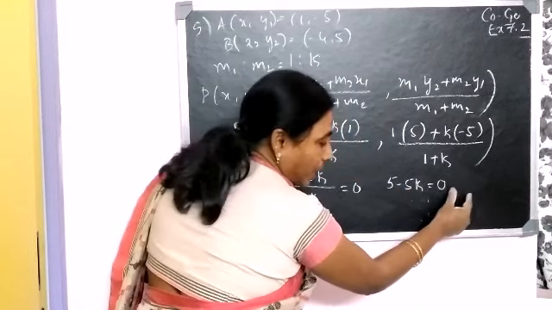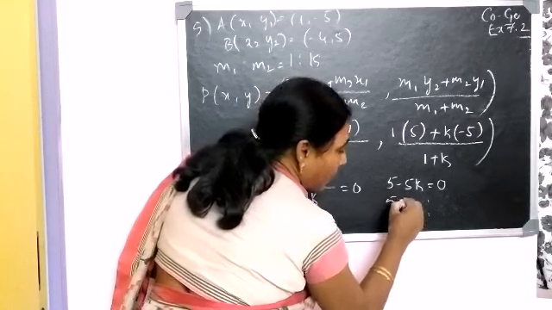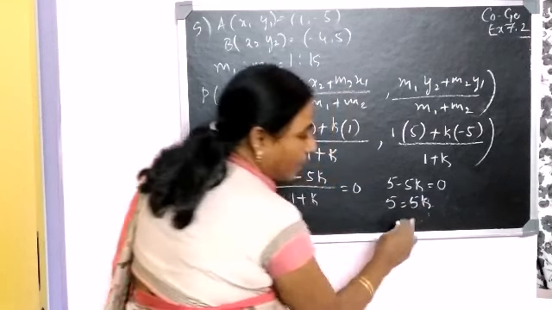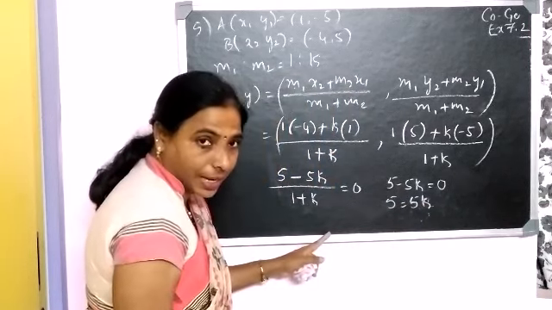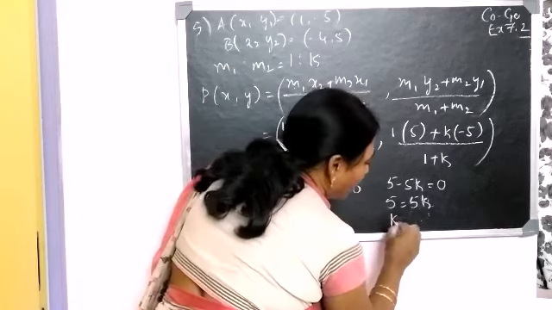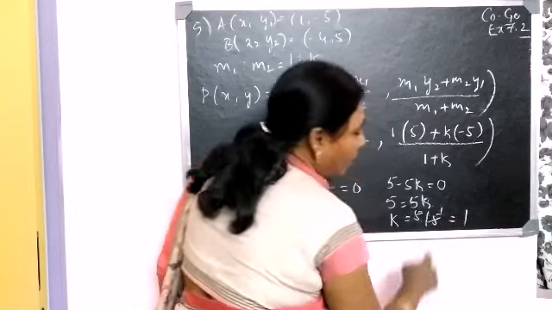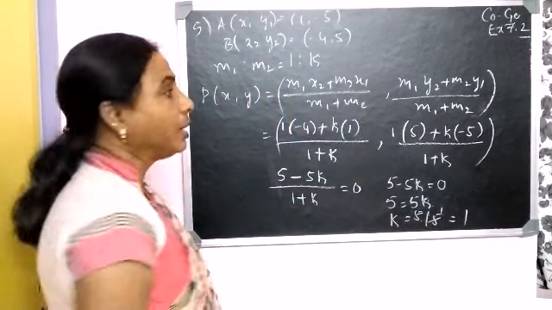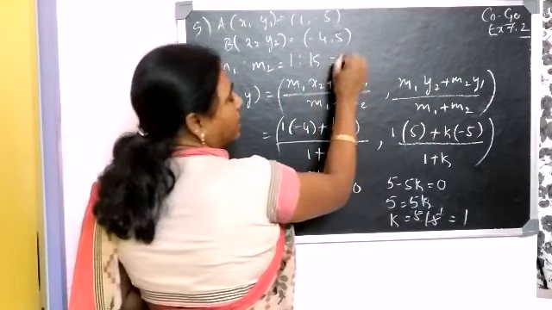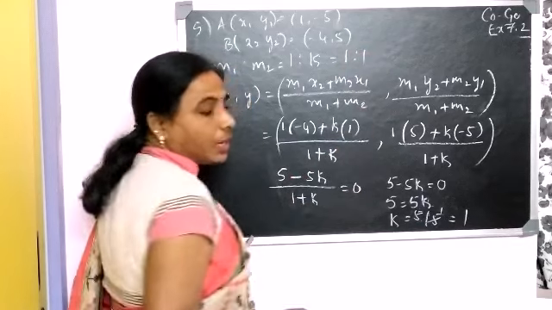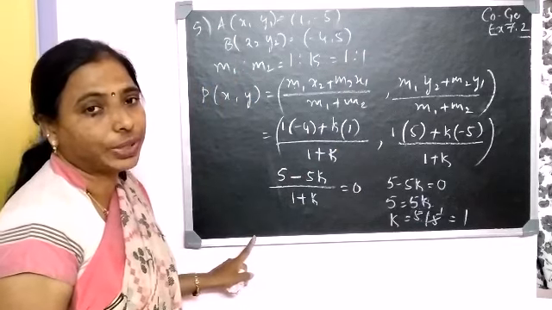Take this minus 5k to the other side, it becomes plus 5k. Now bring this 5 to the other side, it divides by 5. Therefore k is equal to 5 by 5, which is equal to 1. Therefore the value of k is 1. Substitute it here. That means 1 is to 1 is the ratio which we wanted.